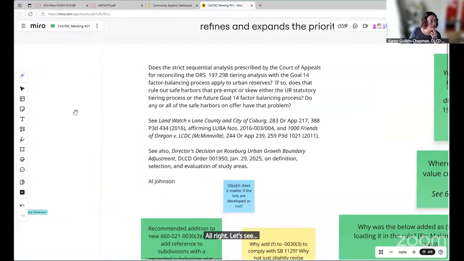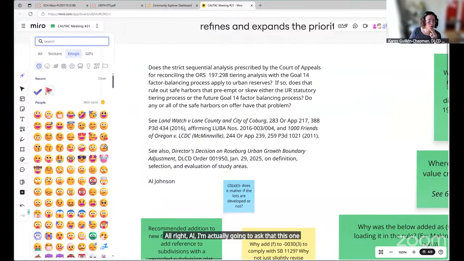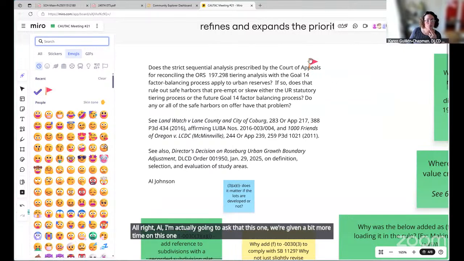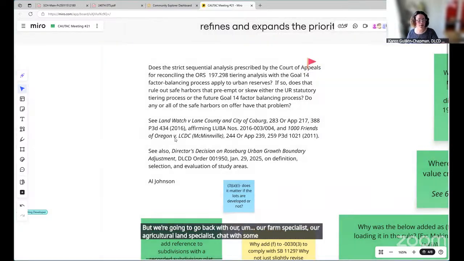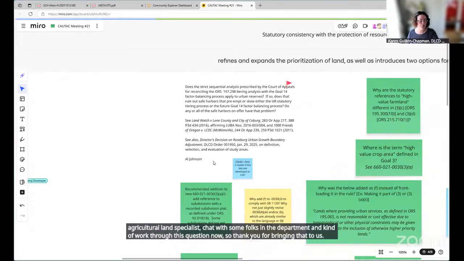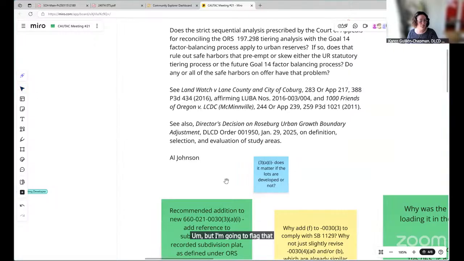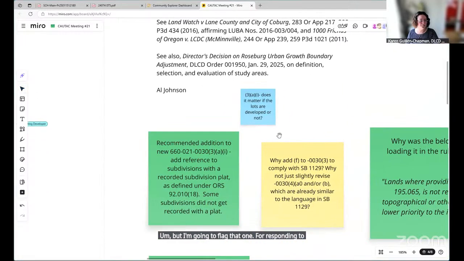All right, Al, I'm actually going to ask that we be given a bit more time on this one, so I'm not going to answer yours probably today, but we're going to go back with our farm specialist, our agricultural land specialist, chat with some folks in the department and work through this question, Al. So thank you for bringing that to us. But I'm going to flag that one for responding to at a later time.